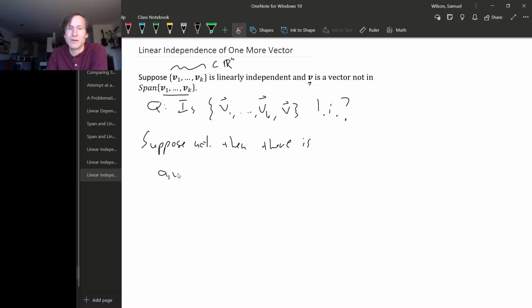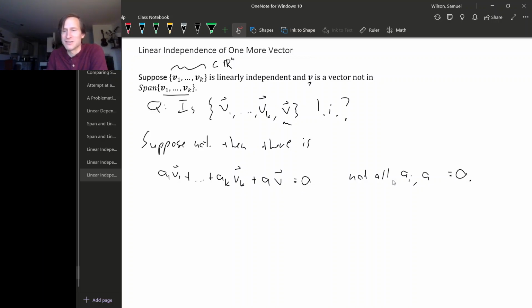So we'd have a1 v1 plus dot dot dot plus ak vk plus some term with v in it, so let's call it little a times v, equal to 0. And this is with not all of the a's equal to 0, right? Because if these vectors are linearly dependent, then there's a non-trivial linear combination equal to 0. So that means one of these a's isn't 0. And there are two cases.